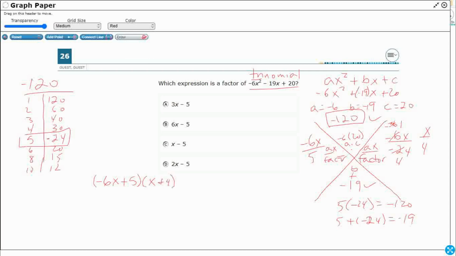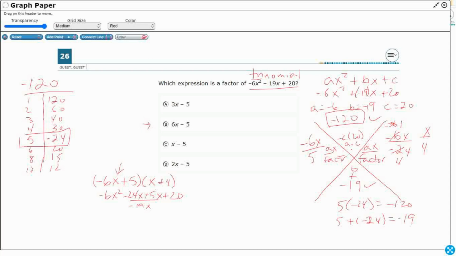Now, to double check, we can always FOIL it out, right? So negative 6x squared, that's minus 24x plus 5x plus 20. Right, that becomes negative 19x, and we're good. Now, take a look at your answer selections. I don't see either of these, but take a look at this right here.